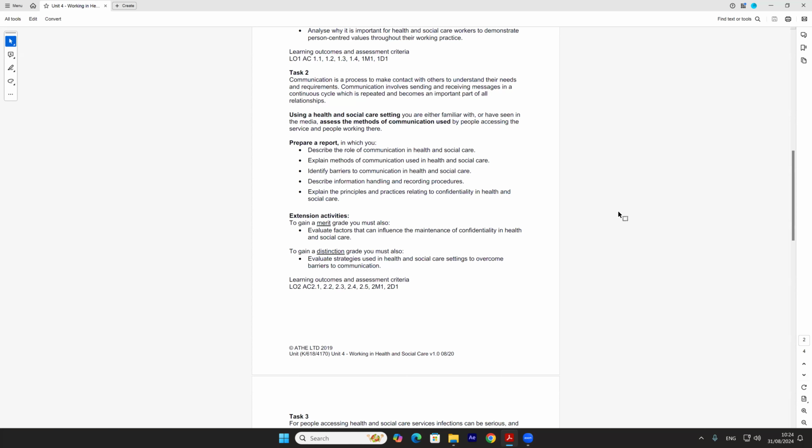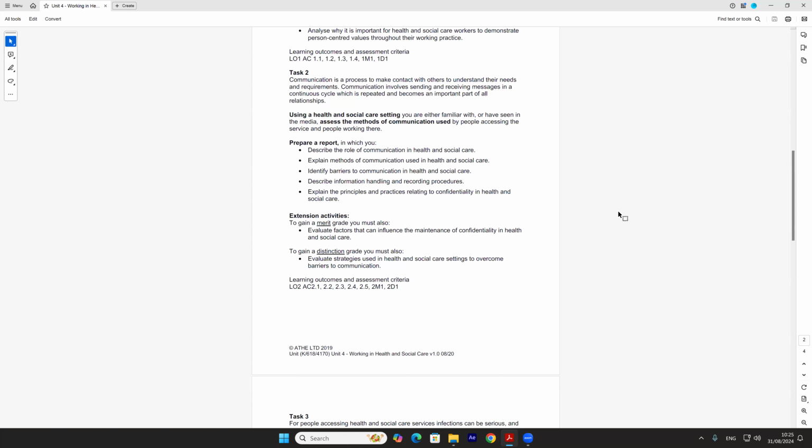understand their care routines. Then we have assistive technology. Tools such as hearing aids, speech generating devices, and communication apps are increasingly used to support individuals with communication difficulties. So why is it important? Knowing the different methods of communication helps you tailor your approach to meet the needs of each individual, ensuring that communication is effective and inclusive.